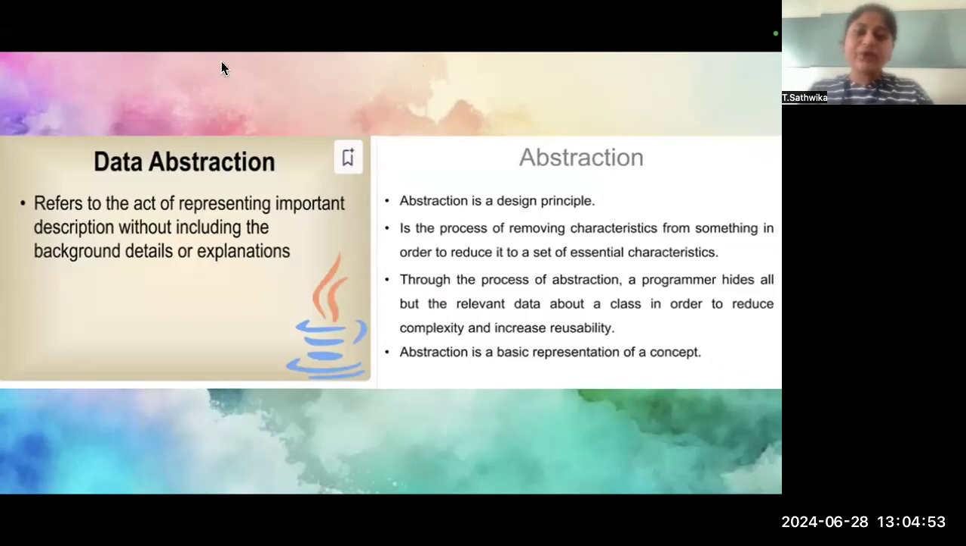It is the process of removing characteristics from something in order to reduce it to a set of essential characteristics. Now, through the process of abstraction, a programmer hides all but the relevant data about a class in order to reduce the complexity and increase the reusability. Now, abstraction is a basic representation of a concept.